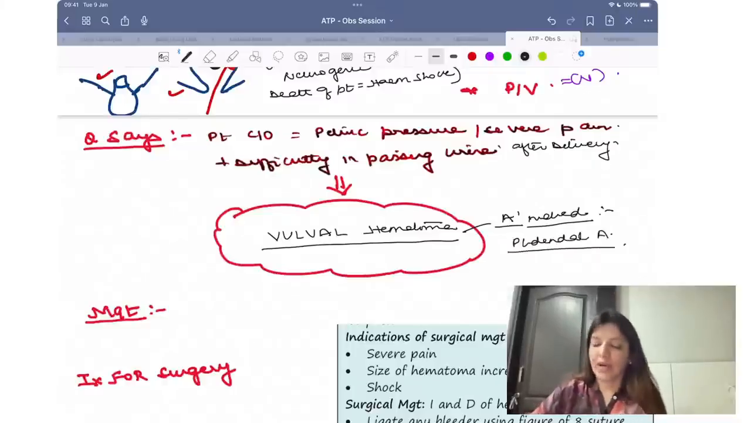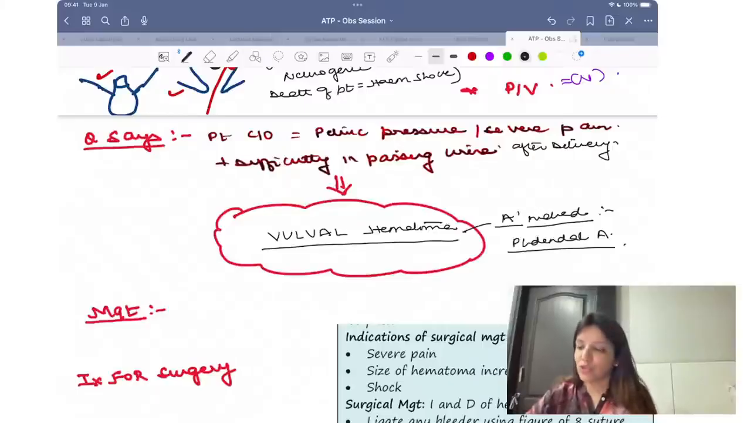Okay. Now, that is how a patient is going to present to you, with pelvic pressure or severe pain, difficulty in passing urine, right? And this is how the patient is going to present to you. So you should immediately come to know that you are dealing with vulval hematoma. How do you manage a vulval hematoma? What is the management of vulval hematoma?